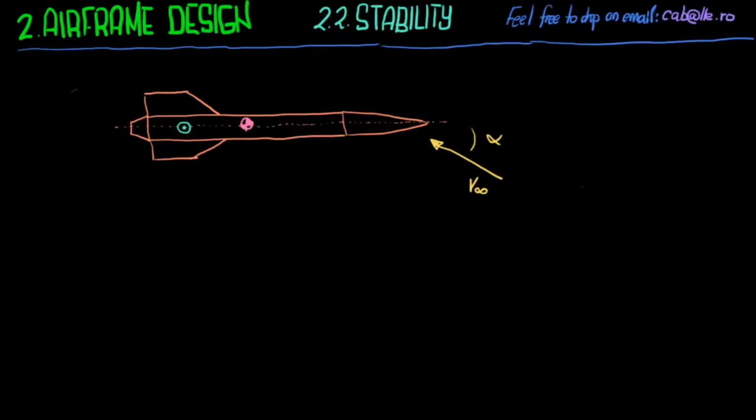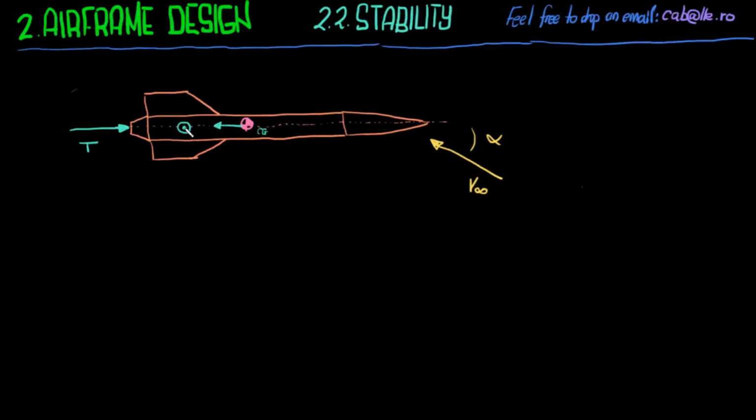So when the rocket is at an angle of attack alpha, if it's correctly designed, the rocket will tend to stabilize. Well, let's take a look at the forces that are present. So first of all, we have thrust, we have weight, which acts on the center of gravity. This is the center of gravity.